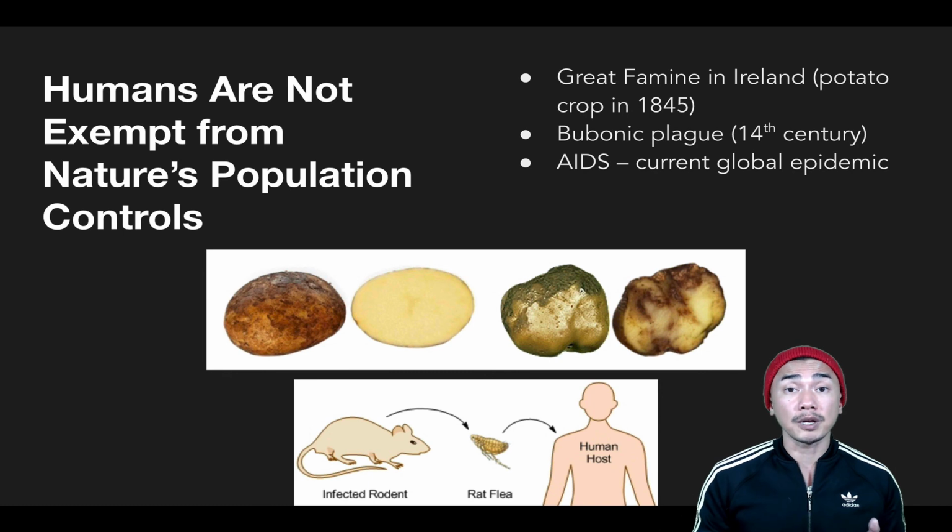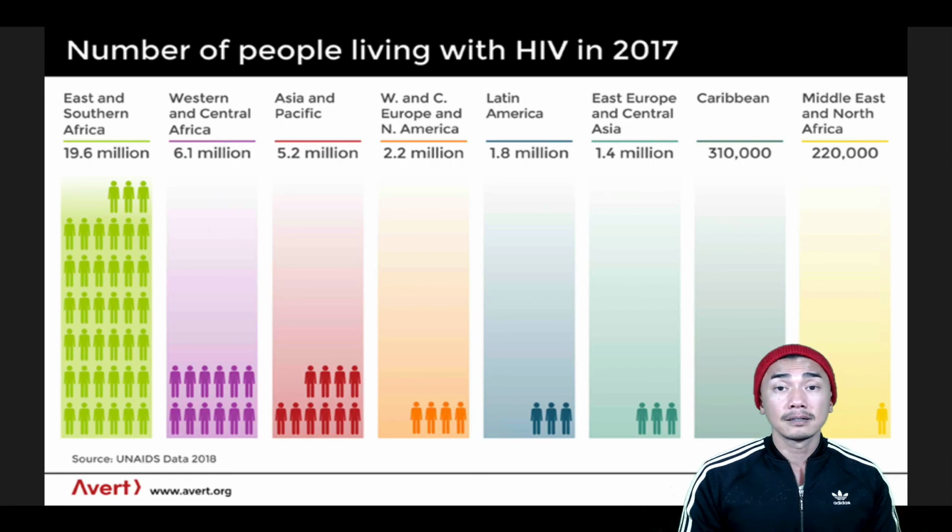Humans are also subject to nature's controls on population size. I can give you 3 examples. First is the Great Famine in Ireland, caused by a potato fungus in 1845. Second is the bubonic plague that occurred in the 14th century. And finally, the HIV/AIDS epidemic that is currently still affecting us. This graph shows that HIV and AIDS are still currently affecting us, especially on the African continent.